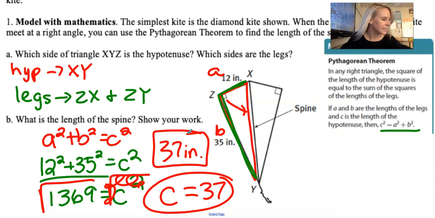Cool? So the length of this spine is 37 inches. Okay? And that is how you use the Pythagorean theorem. It can only be used in right triangles, and it helps us find the lengths of the sides. Okay? All right. Let's look at a few more examples.